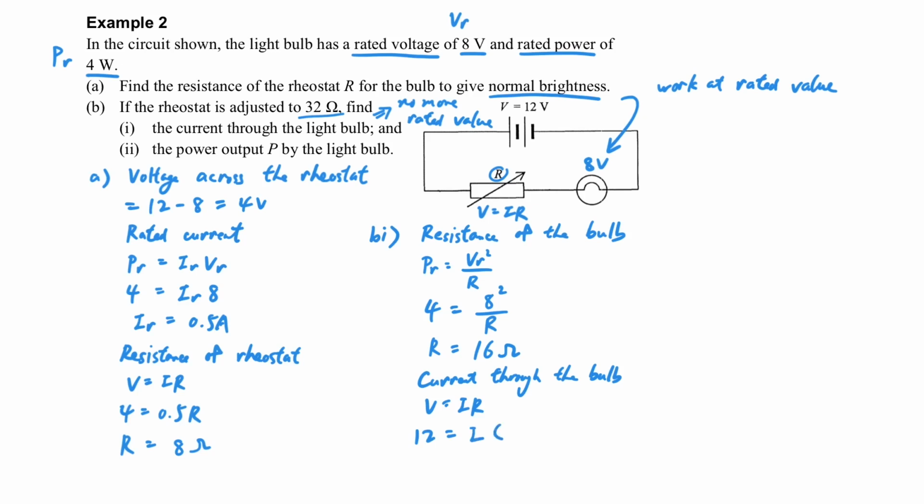By V = IR, we can derive the current passing through the light bulb by considering the whole circuit. And then how about the power output? Because we know the current passing through it and we also know its resistance, we can use P = I²R in order to find the power output of the light bulb.